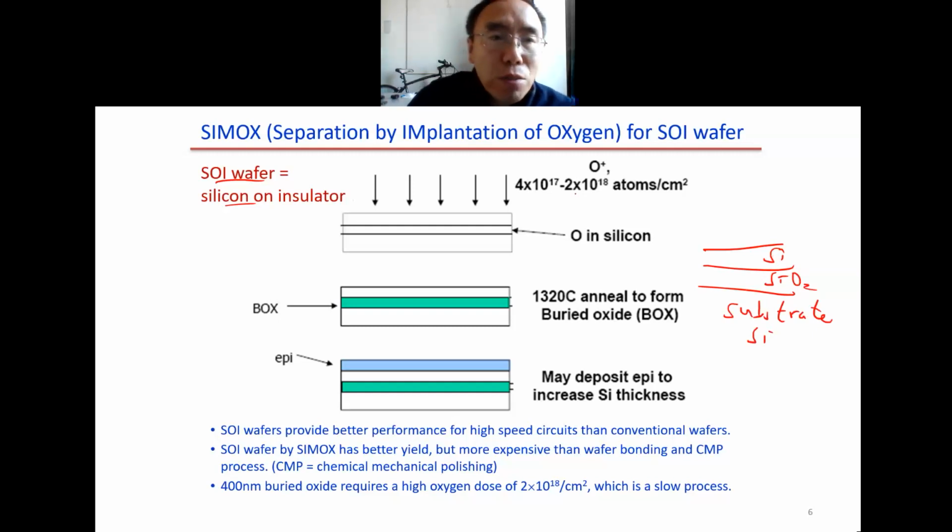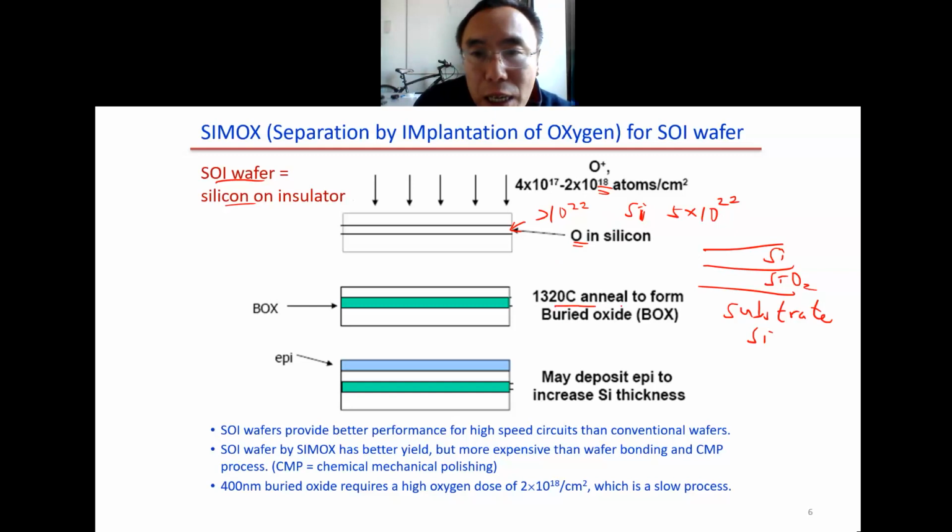One way to make the SOI wafer is called SIMOX, separation by implantation of oxygen. In this case, we do oxygen implantation at a very, very high dose, 10 to the power 18. So the peak concentration here will be 10 to the power 22, maybe even bigger. This is already close to the atomic density of silicon, 10 to the power 22 atoms per cubic centimeter. So this is a very high dose.